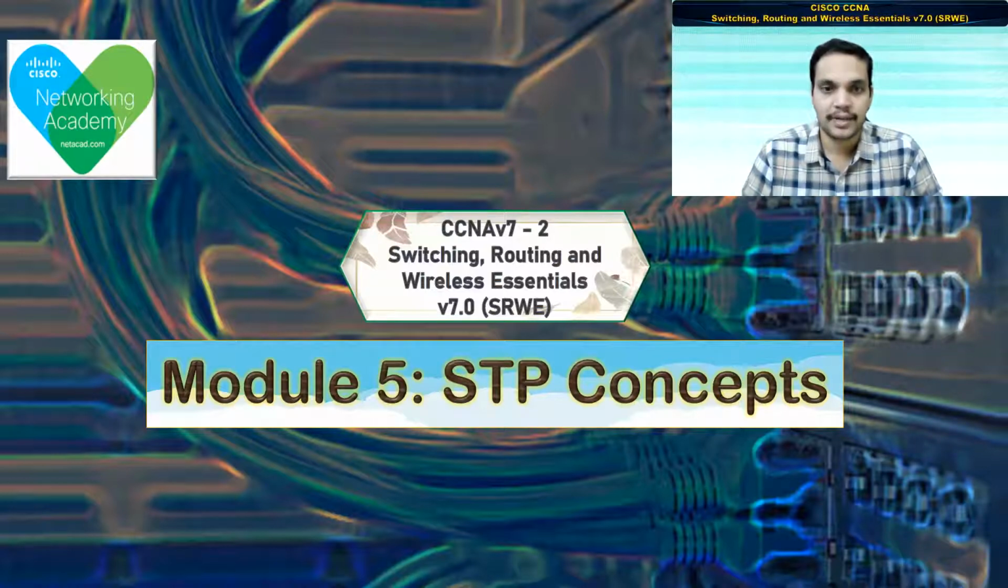STP is designed specifically to eliminate layer 2 loops in your network. This module discusses causes of loops and the various types of spanning tree protocols. So let us see what STP is going to do to prevent these loops.